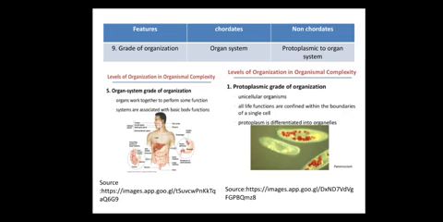So what is the protoplasmic grade of organization? In unicellular organisms, all life functions are performed by a single cell, for example respiration, reproduction, excretion. These different functions are performed only by the single cell, and the protoplasm is differentiated into organelles. So this organization is known as the protoplasmic grade of organization.